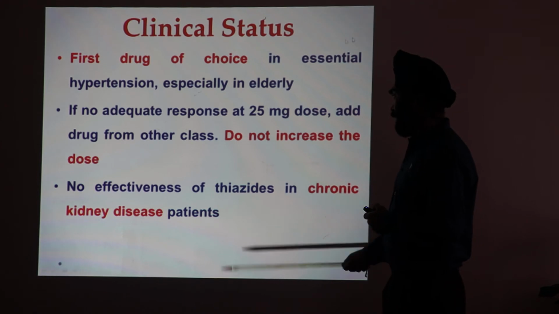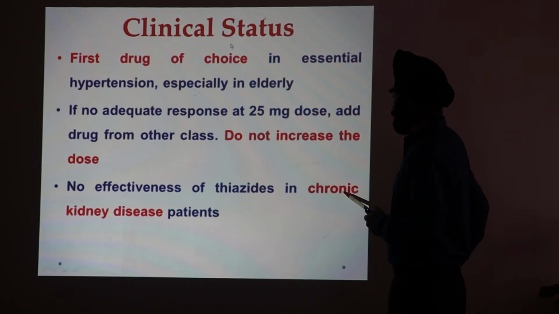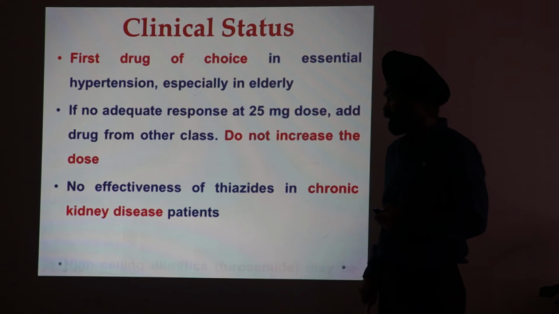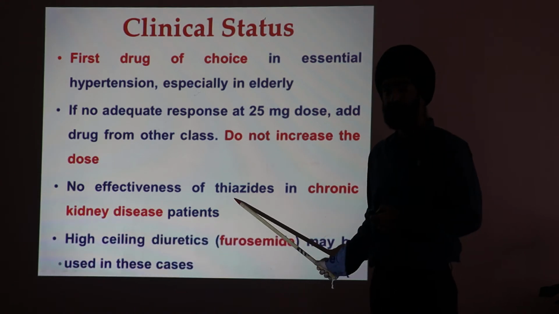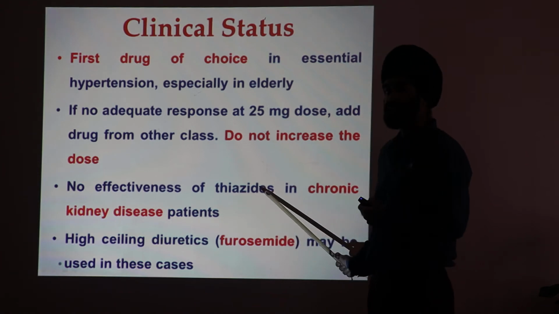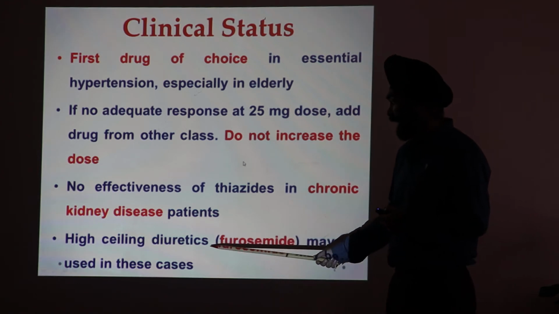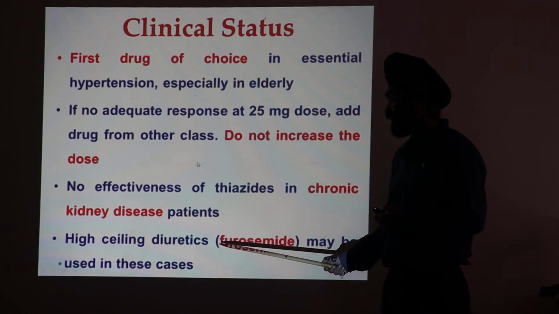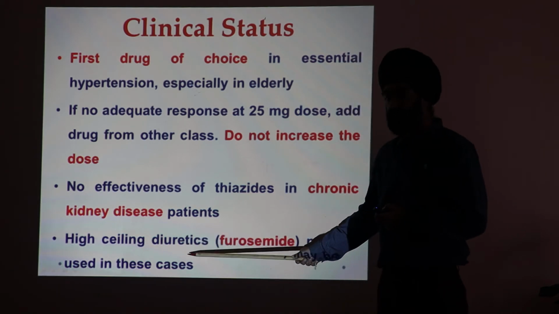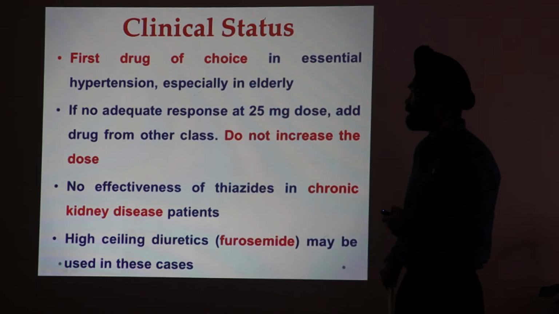Another thing, these thiazides are not very effective if the person is suffering from chronic kidney disease. These things you have to remember. So if this is the condition, where renal clearance is very low, then you can replace these thiazides with high ceiling diuretics like furosemide. High ceiling diuretic furosemide is normally not used in hypertension, but it is used if the person is not responding or if you cannot use these chlorothiazides.